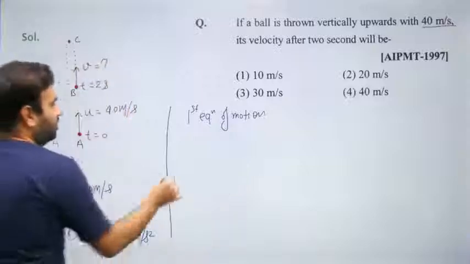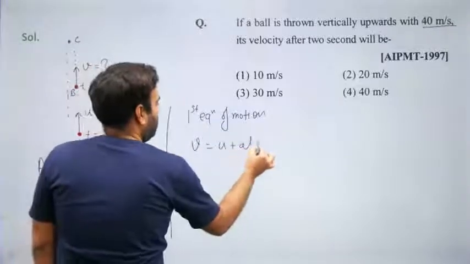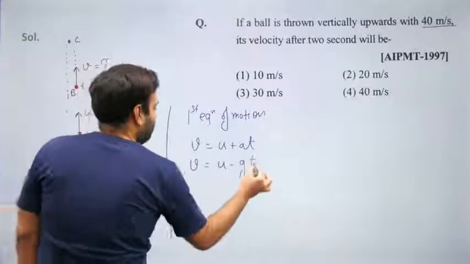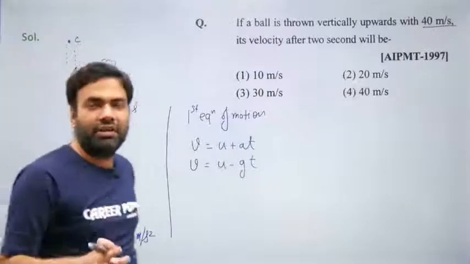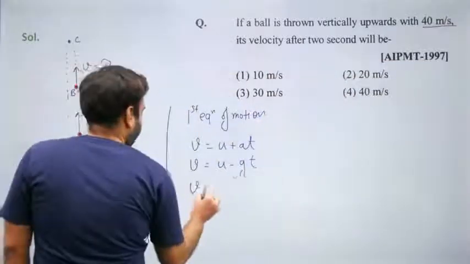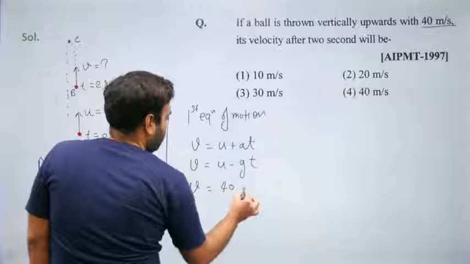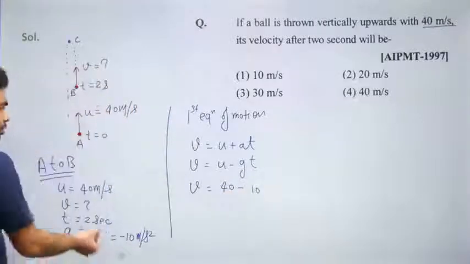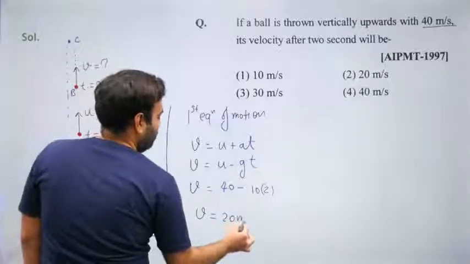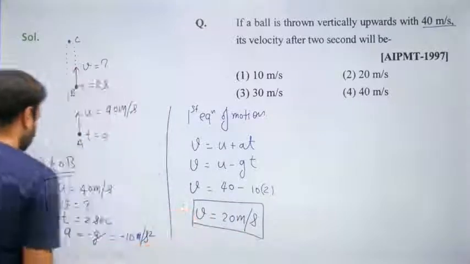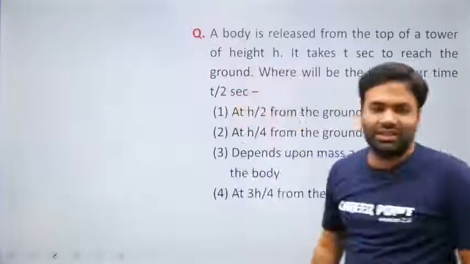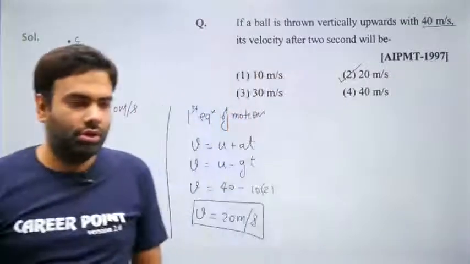The first equation of motion is v equals u plus at. Because this motion is under gravity, we will write it as v equals u minus gt, because acceleration is minus g. All the upward vectors are positive, all the downward vectors are negative. So velocity we have to calculate. We have initial velocity as 40 minus 10 into 2 seconds. So we got final velocity after 2 seconds as 20 meter per second. Okay, so the answer is option 2. 20 meter per second is the correct answer. Okay, good, Himal, very good.